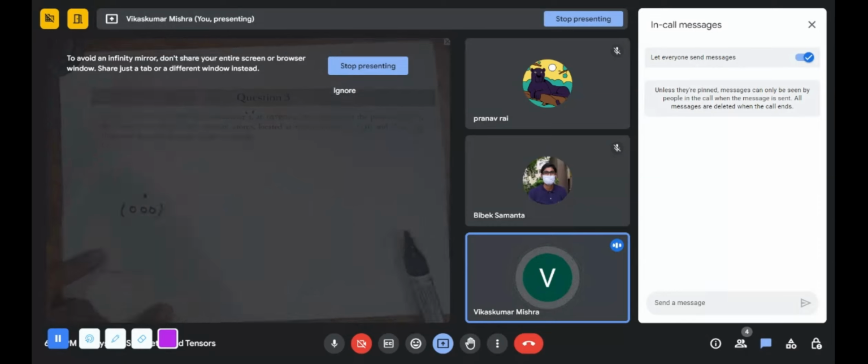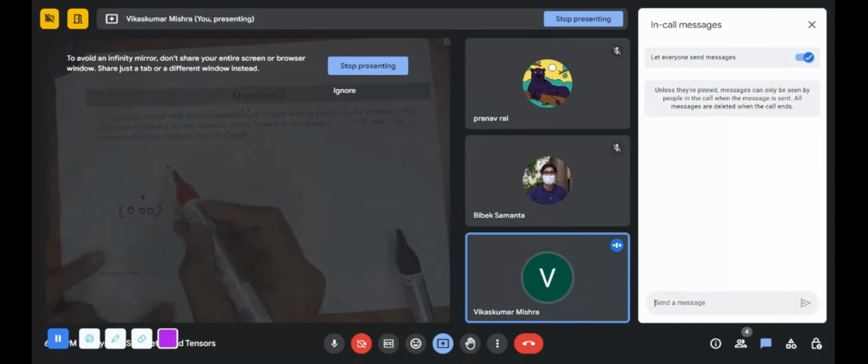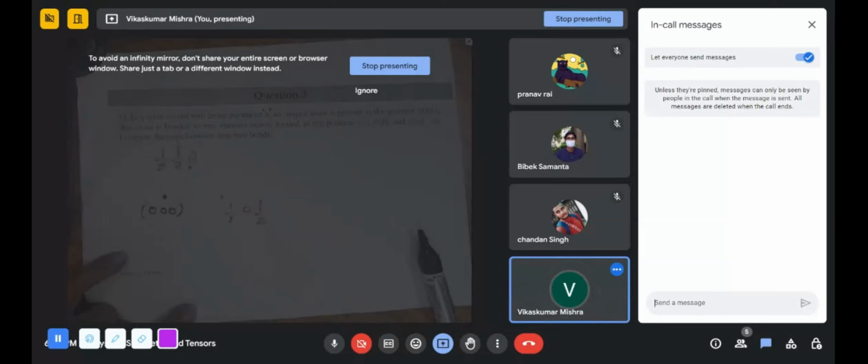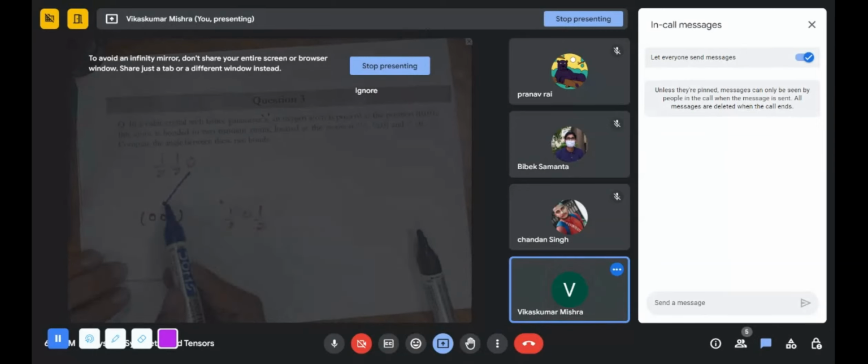Let me mark them with red. This is one titanium atom, and let us say this is another titanium atom, and their locations are half 0 0, and half 0 half. So these are the locations of the titanium atoms. What we need to find is the angle between these two bonds, which is missing. Let us say this is theta, and theta is something which we need to find.